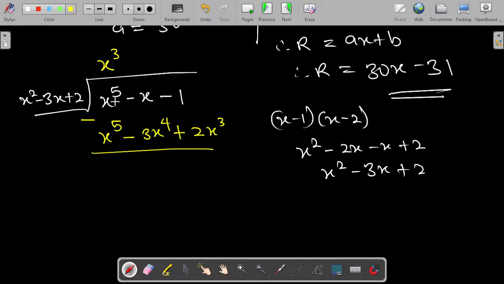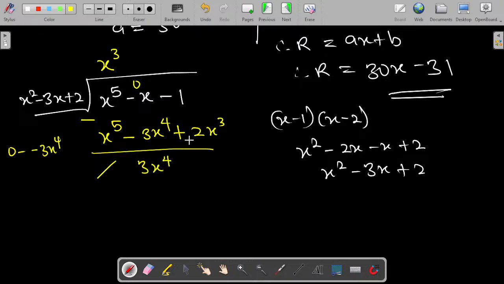So x raised to power 5 minus x raised to power 5 will give us 0. It will go away. Now, there is no x raised to power 4 here, so we can call it 0. So 0 minus minus 3x raised to power 4, that's going to become positive. Minus will be plus. So you are going to have 3x raised to power 4.